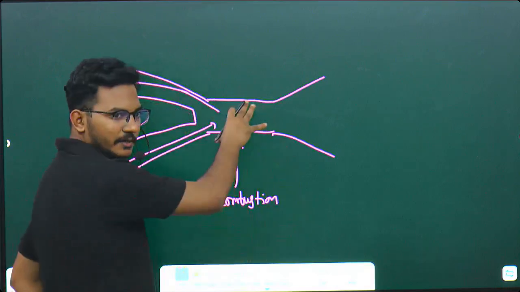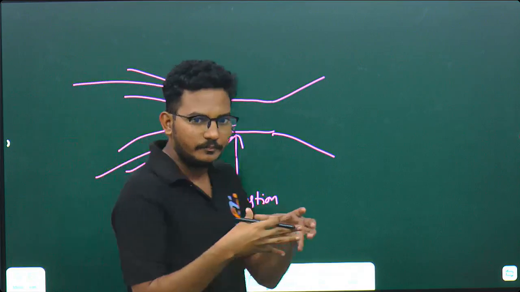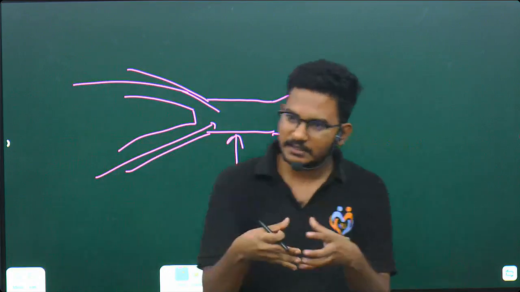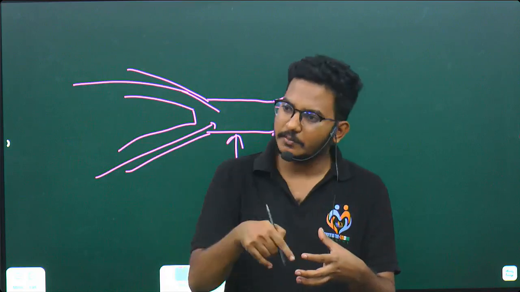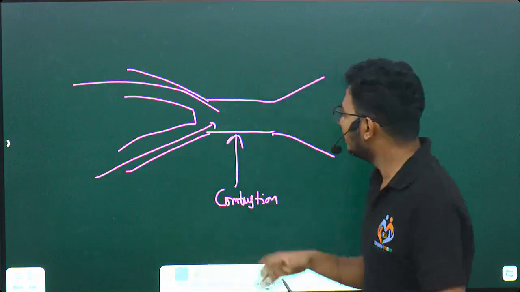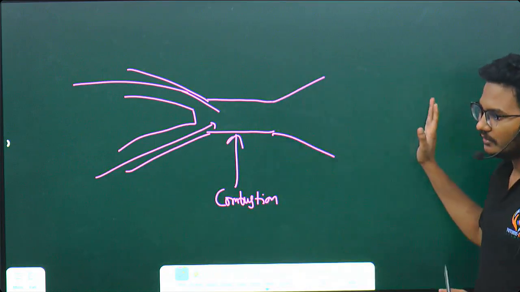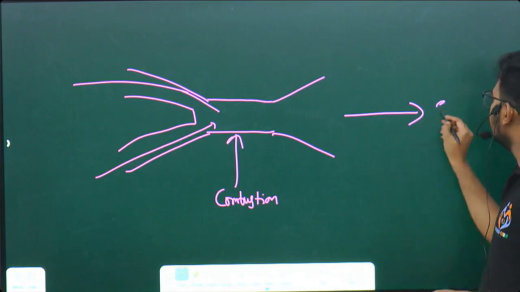Once after burning, obviously, this is already in compressed form. Now we are burning on top of it with the temperature. Again the pressure is even more. Once this pressure is released from this point, this will travel at a subsonic speed.